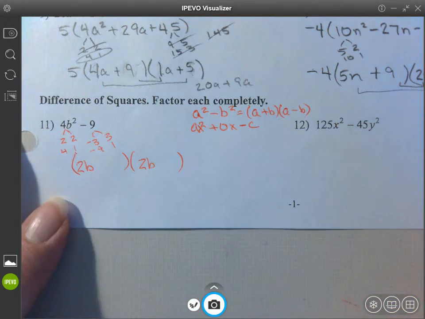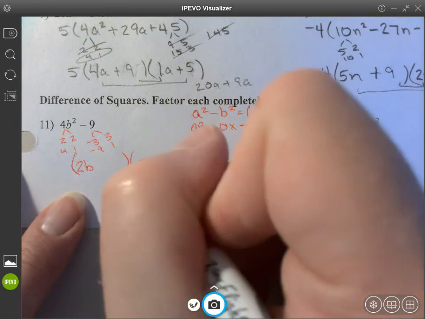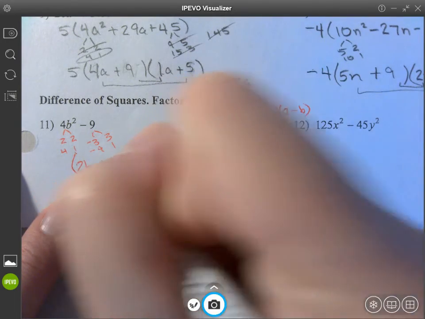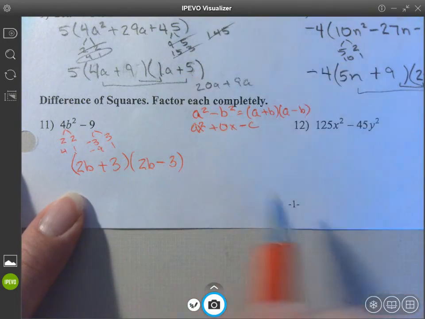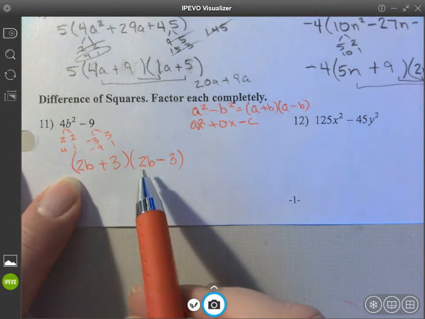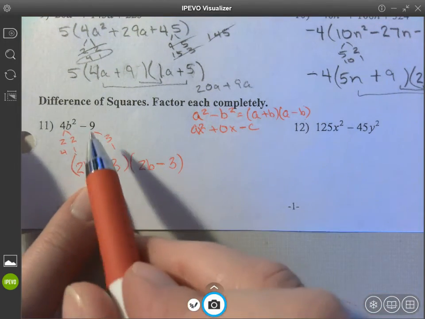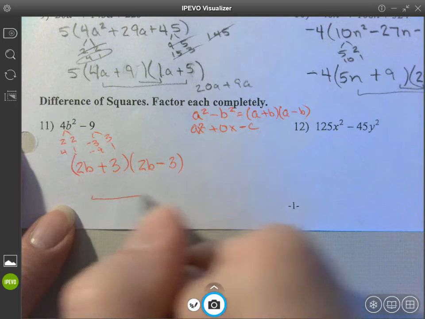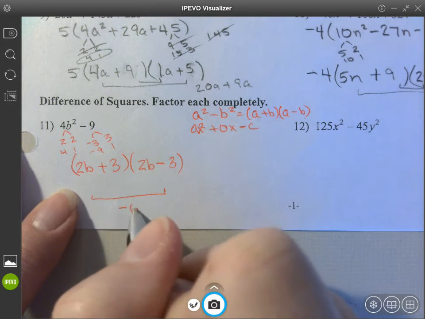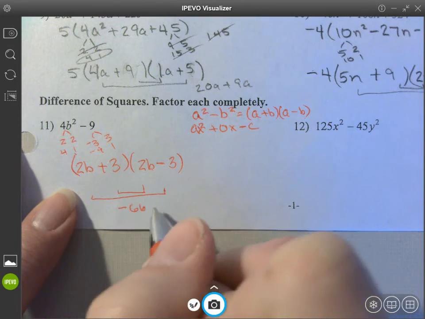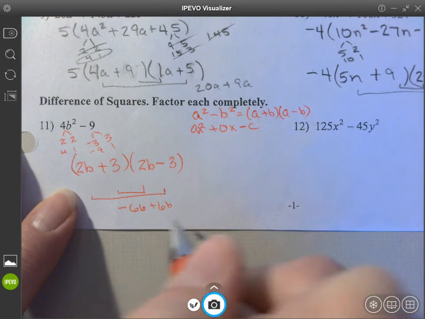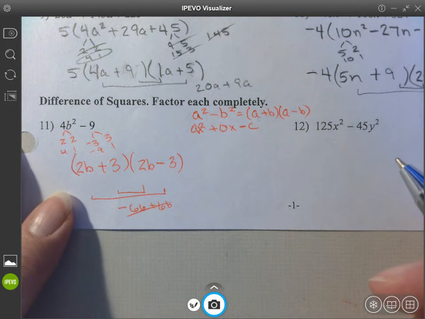There's other options, but they have to be the same numbers to make it cancel. So 1 plus 3, 1 minus 3. So there's your 4b squared. There's your negative 9. And just to remind you, when we do the outside, we get a negative 6b, and the inside is a positive 6b. And that's why it cancels out and leaves us that 0 middle term. All right, so that's it.